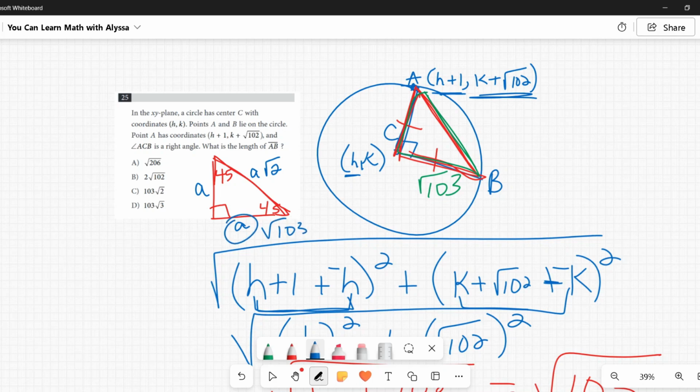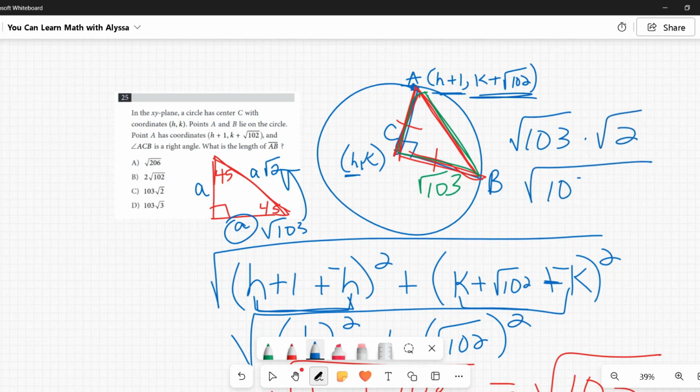So I know now the square root of 103 is my a. To find the hypotenuse, I just multiply that by the square root of 2. So the square root of 103 times the square root of 2. You just put those both under the same radical: the square root of 103 times 2, so the square root of 206. And that's it. The square root of 206 is your answer.